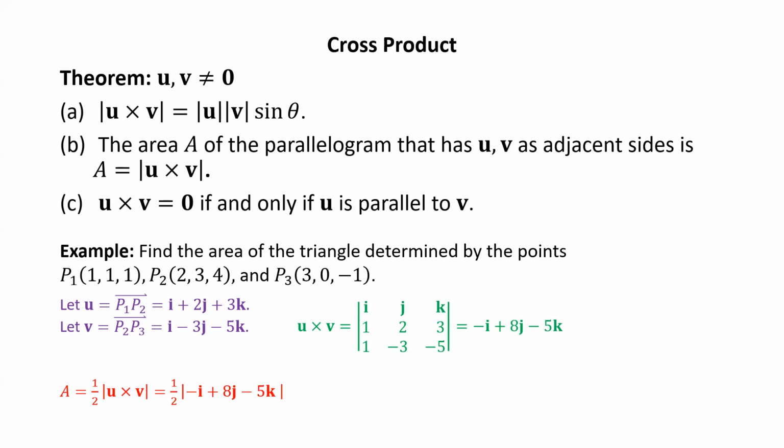It's 1/2 because it's a triangle, and the area of a triangle is 1/2 the area of the corresponding parallelogram. Okay, so we have 1/2 the length of the vector we just found, negative i plus 8j minus 5k. So that's 1/2 the square root of the square of negative 1 is 1, the square of 8 is 64, and the square of negative 5 is 25. So that's 1/2 root 90. We could split 90 into 9 times 10, so we could split the square root of 90 into root 9 times root 10. So we have 3/2 root 10 square units.